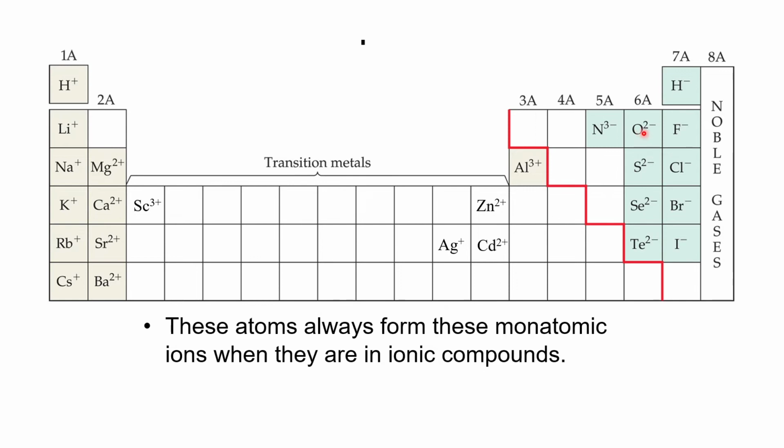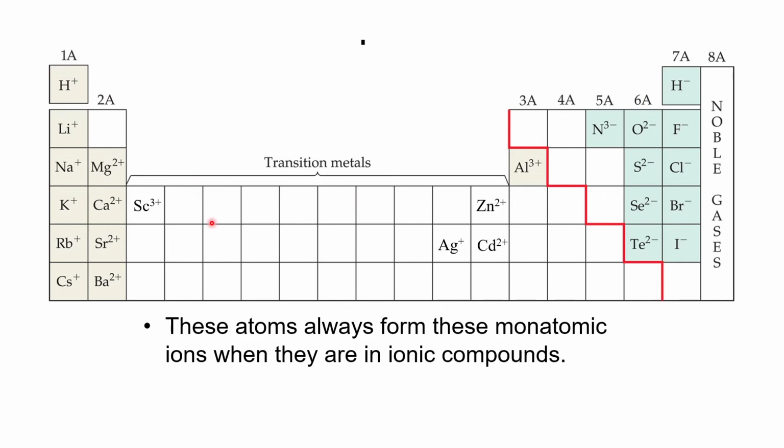Group 6, it's usually 2-. So oxide is 2-. Sulfide, selenide, telluride, those are all 2-. Group 7s are usually -1. Hydrogen can either be +1 or -1, so you just have to look for the context clues when you're working on it.